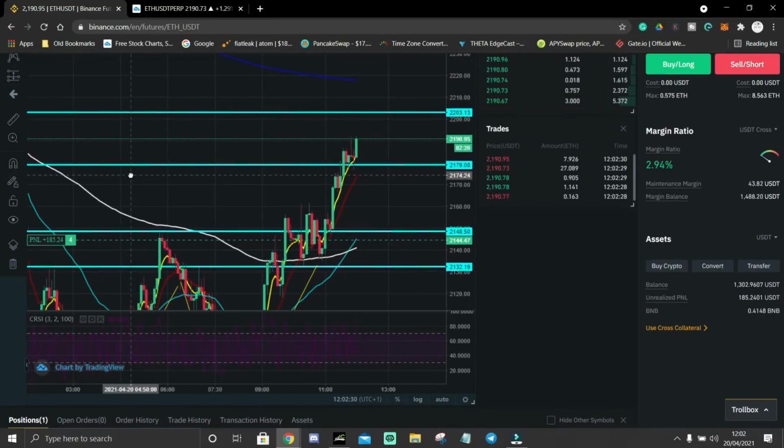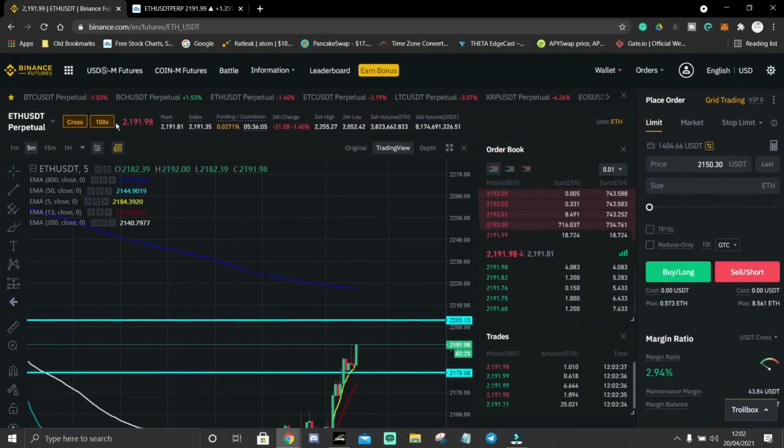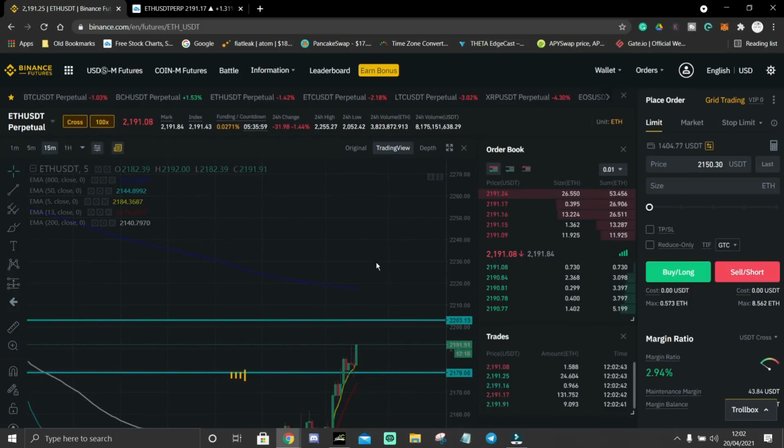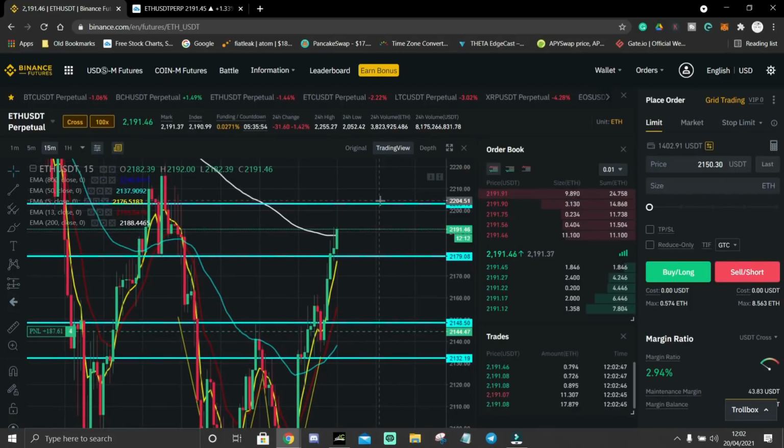We have got the 800 EMA in sight, which is very interesting on the time frame that we are on, which is the 5 minute time frame. Drop it down to the 15-minute time frame. What do we see? We see the 200 EMA right there, which is very important. We're just coming out of a new 1 hour candle.